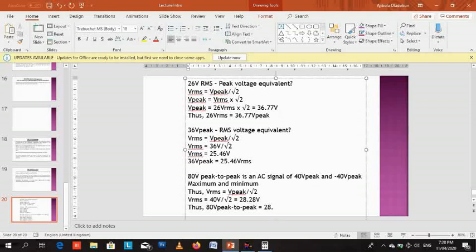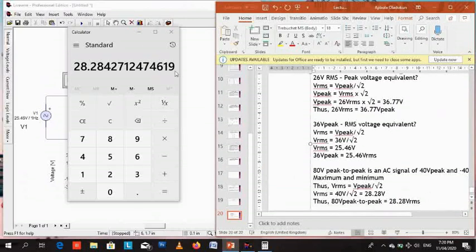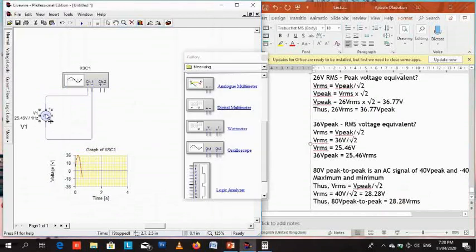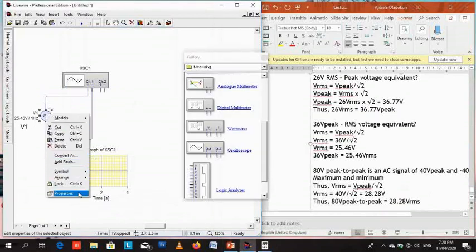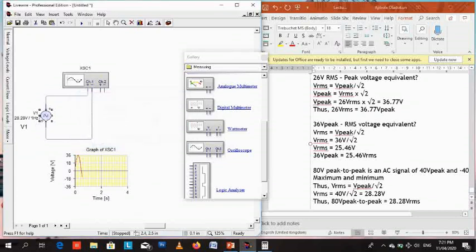So thus 80 volts V peak to peak is the same thing as 28.28 volts RMS. So we adjust the properties of the AC voltage source. Right click and go to properties, change RMS voltage to 28.28 volts. We leave the frequency as it is, 1 hertz, and then we simulate.